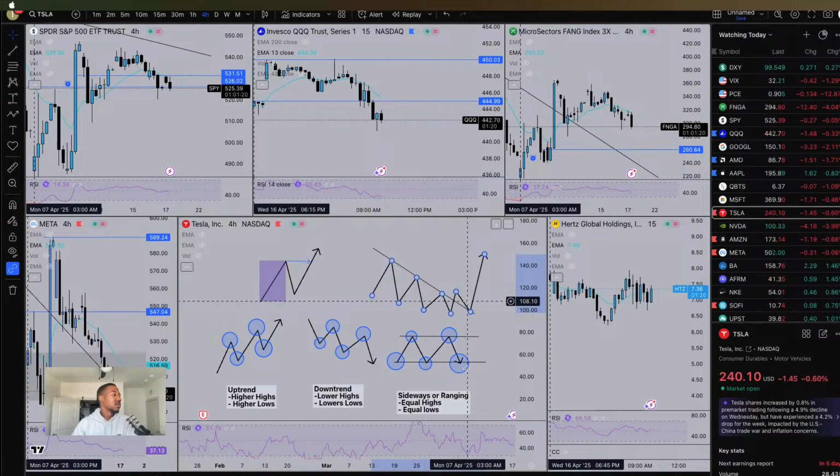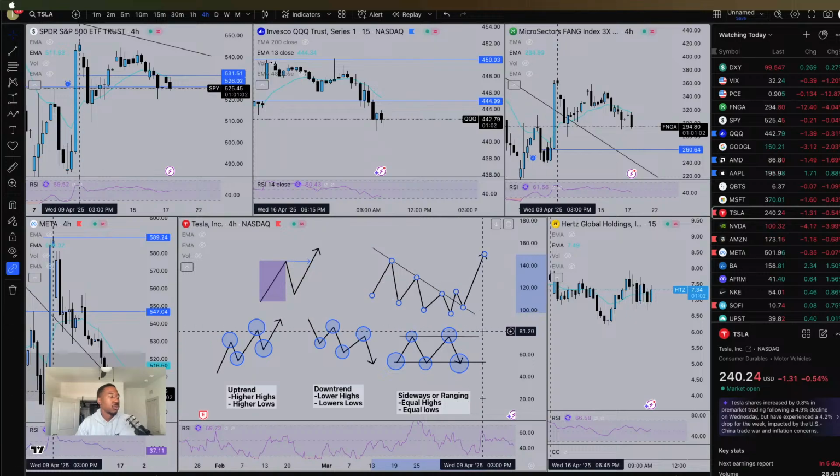Sometimes that level of resistance to me isn't as valid as it can be, but it's not always as valid as the break and retest. Whenever it breaks a level and retests it as support, that's usually going to be a really good sign right there, is what I would say.